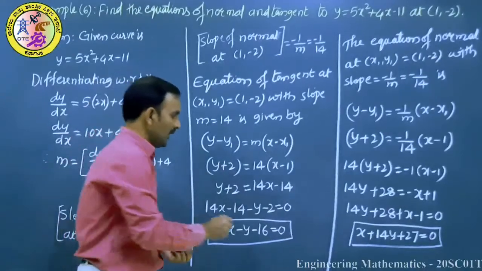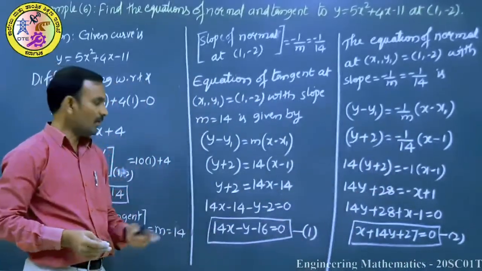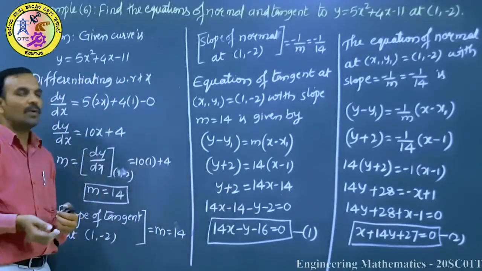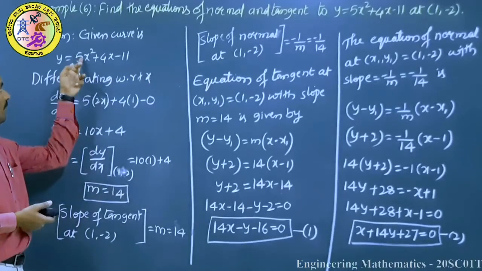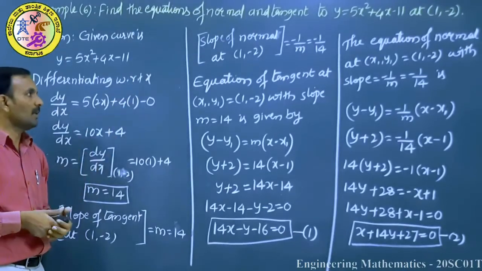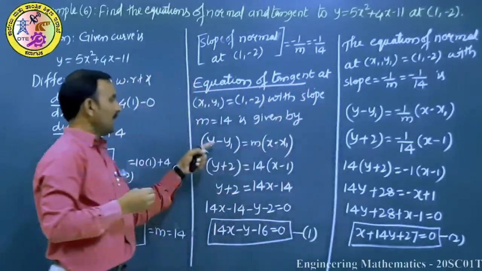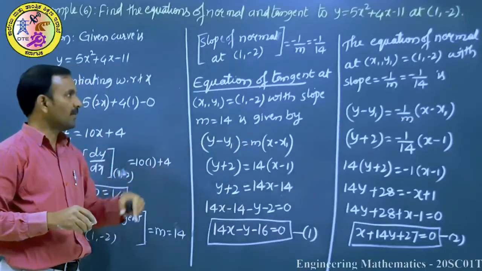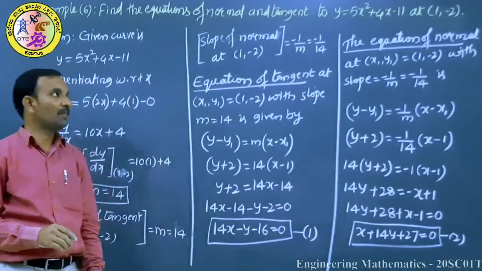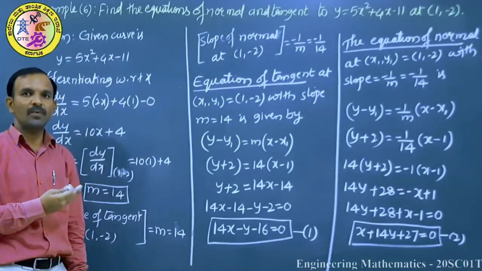Now if you put it as equation number 1, this is equation number 2. Equation 1 is the required equation of tangent, and equation 2 is the required equation of normal. If you want, you can note it down. First, y is given, we find dy by dx, then the m value, slope of tangent, slope of normal. Then we got the equation of tangent, that is y minus y1 equal to m into x minus x1. Next you have to find the equation of normal, that is equation number 2. These are the problems based on equation of tangent and normal with slopes.